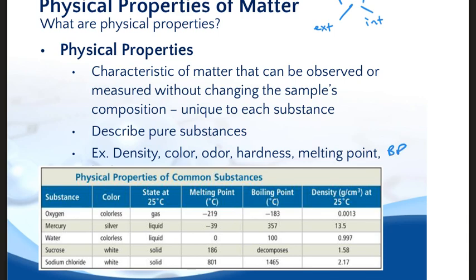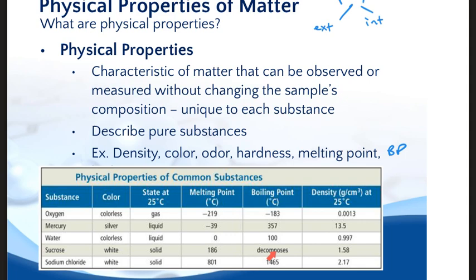I think that got cut off, right? You do not need to obviously copy this table. This is just some points for you to take a look at for physical properties. But oxygen, mercury, water, sucrose, sodium chloride. The first two are elements. The bottom three are compounds. We see different colors. Okay. State of matter at 25 degrees Celsius, the melting point, the boiling point, and the density.